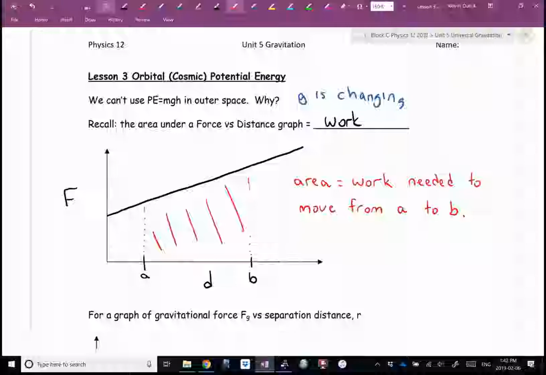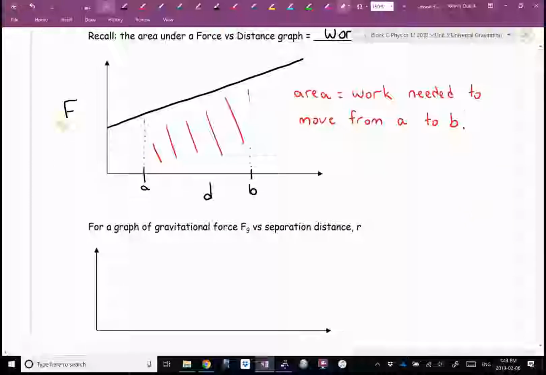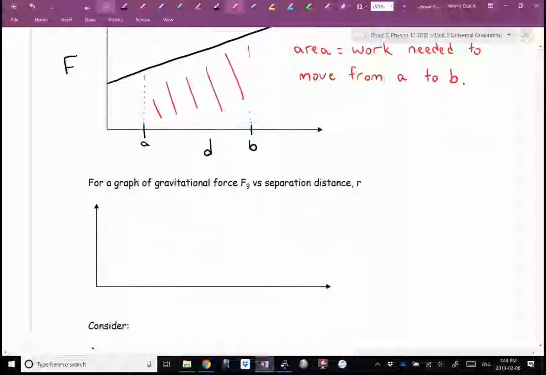I also noticed, Lorenzo, that as I moved it, I had to push harder and harder and harder. So this might even be not just pushing something uphill, but maybe the hill's getting steeper. I don't know, but it took work. We're going to use the same argument for gravitational force and distance r from the planet. So instead of force versus distance, it's going to be Fg and r.